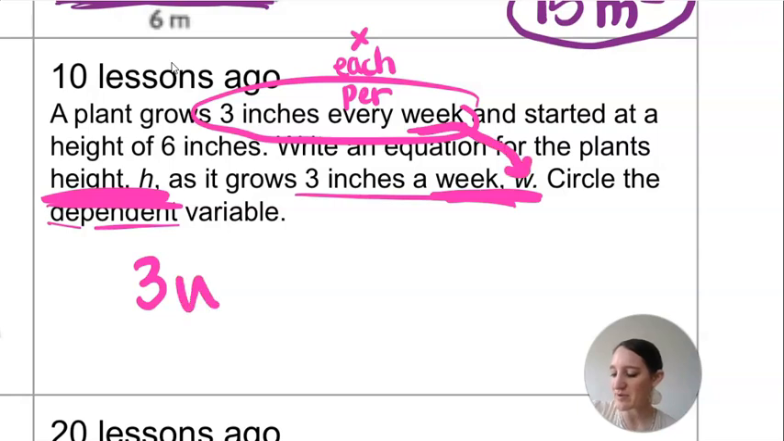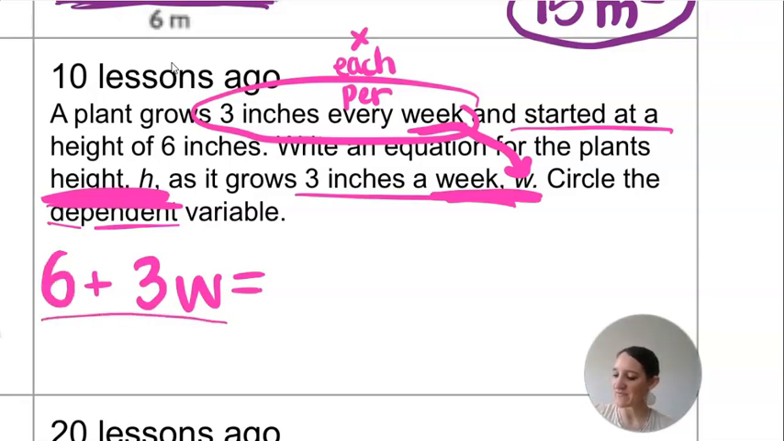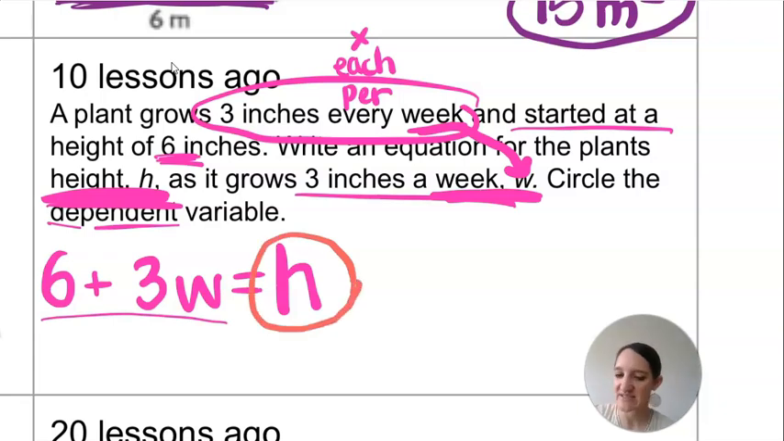W. 3 inches per week will give us, oh wait, but it started at 6 inches, and then it's been going 3 inches a week after that. Ooh, I'm glad I saw that. That will give us the total height. Circle the dependent variable. Well, the height is dependent because the height will depend on how many weeks we let it grow, right? How long of time we're going to let it grow, then we can figure out the height.